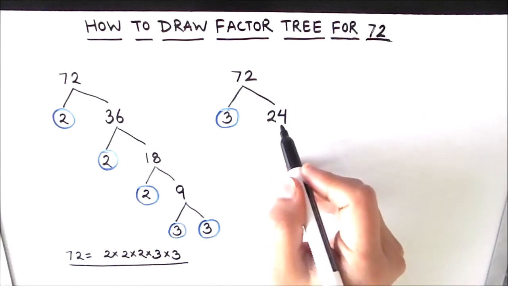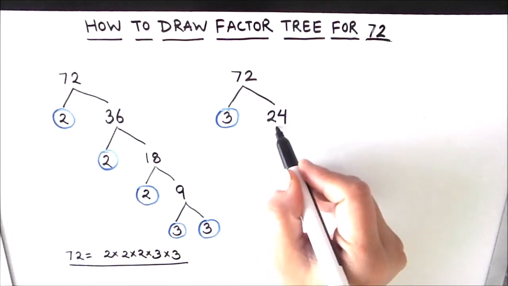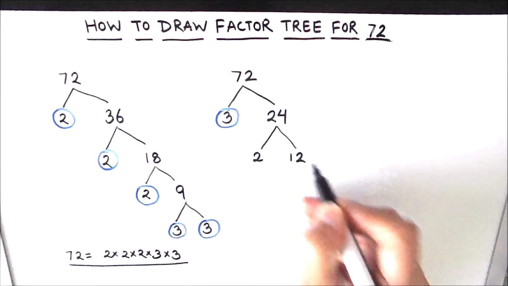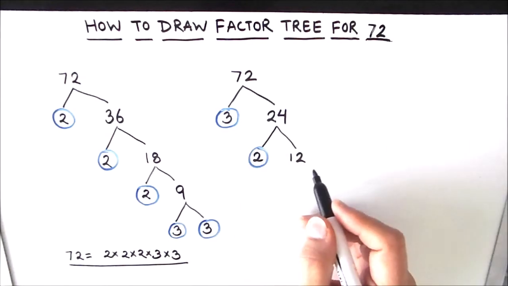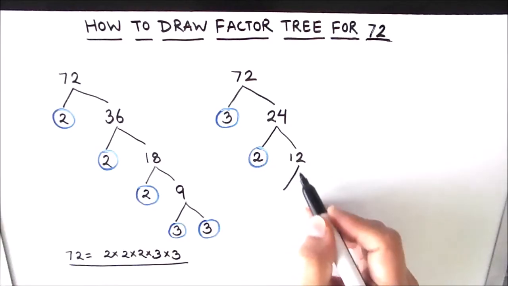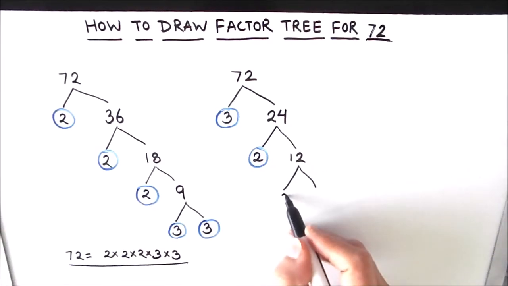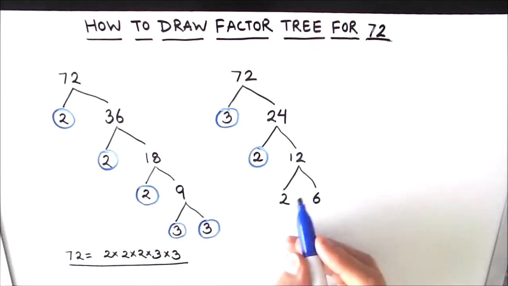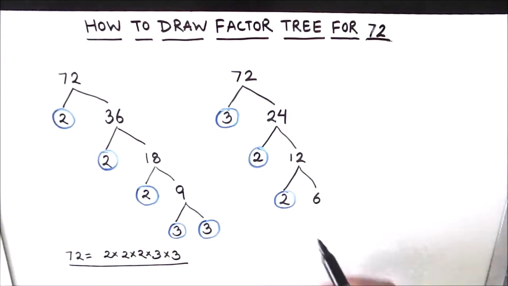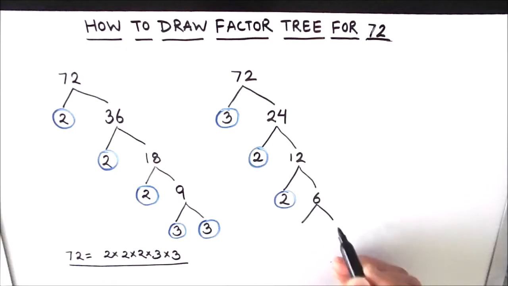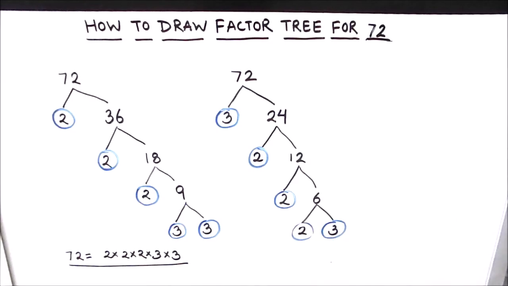Next we are going to break 24 into two factors. So 2 times 12 is 24, here 2 is a prime number, we are going to circle 2. And we'll break 12 as the product of two factors, which is 2 times 6. Here 2 is a prime number, so we are going to circle 2. Next 6 can be broken down into two factors, 2 times 3 is 6. And both the numbers are prime numbers, so we are going to stop here. And our factor tree for the number 72 is complete.